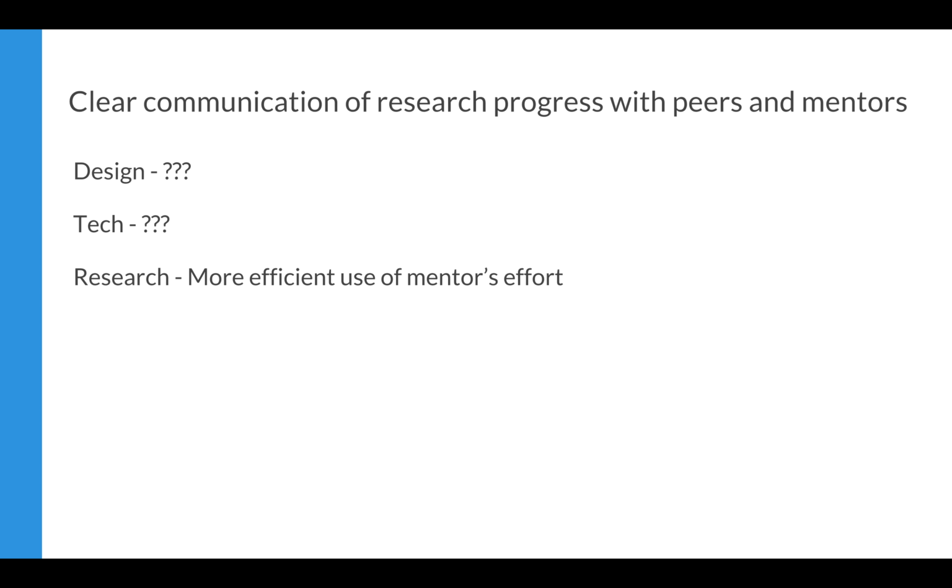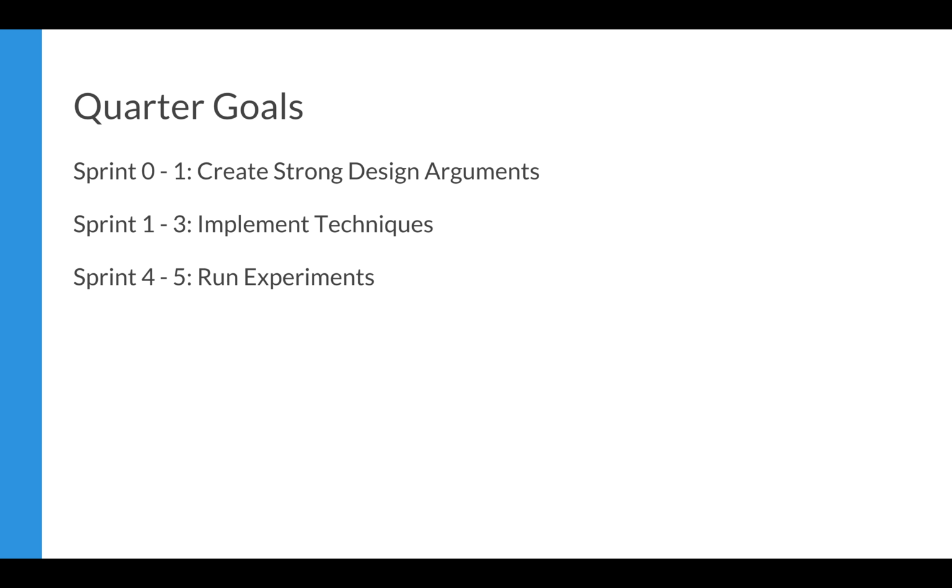For the last goal, clear communication of research progress with peers and mentors, this is something we're still trying to figure out. We're not exactly sure what our design or technology is, but our big outcome is more efficient use of mentors' time and effort. We're really trying to get rid of the low-level things of mentors really understanding the project. So a possible thing we could do is a snapshot from the canvas to give to the mentor for them to clearly understand the student's progress up to that point. But it's something we're still working on.